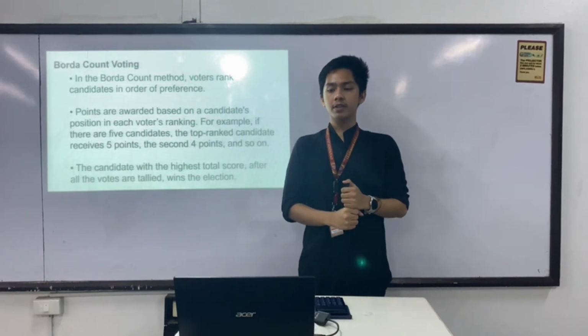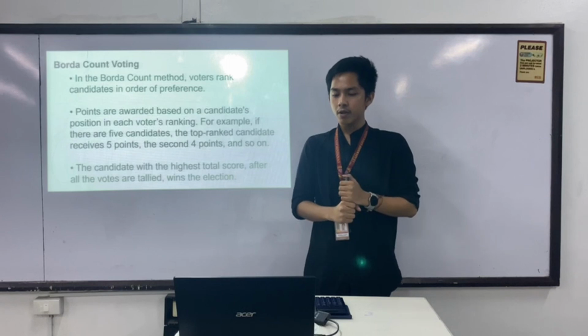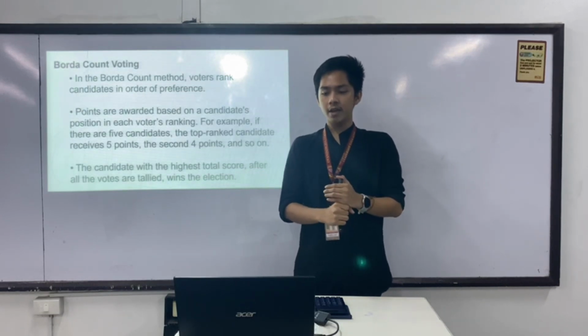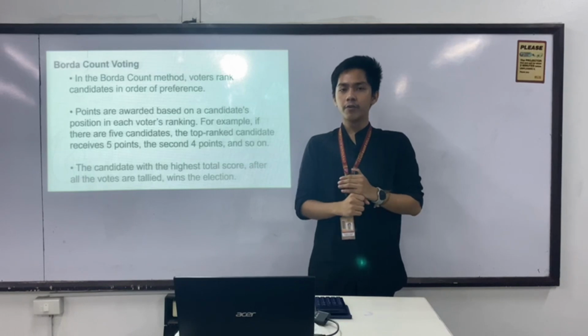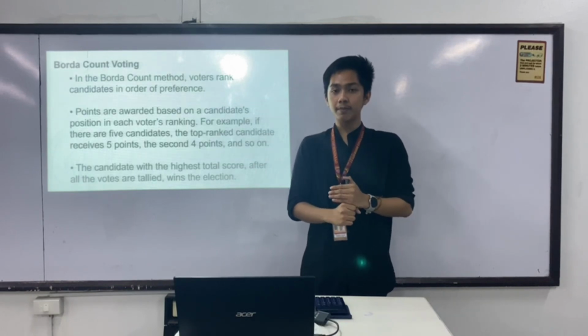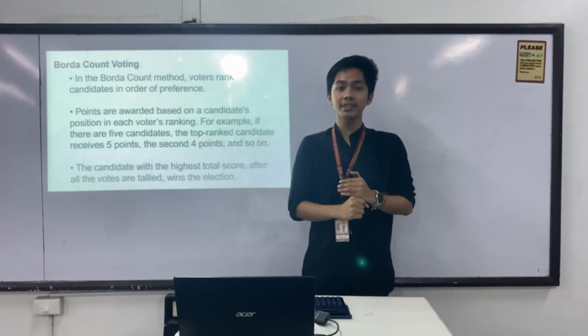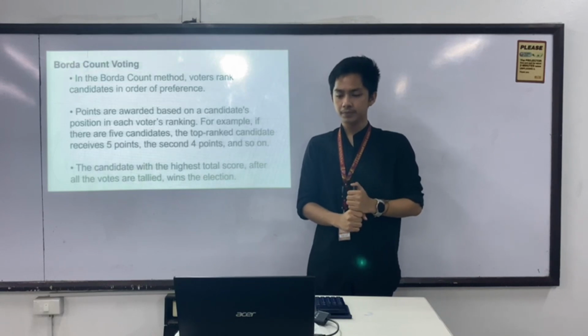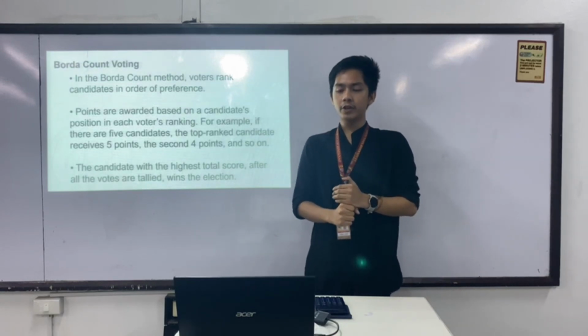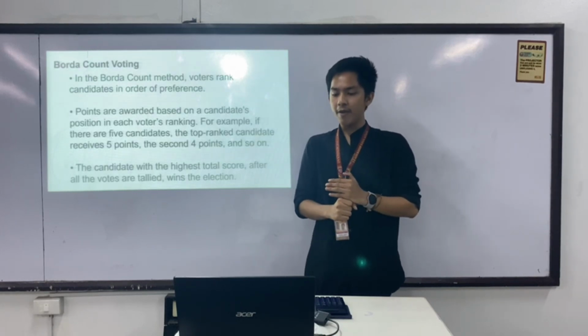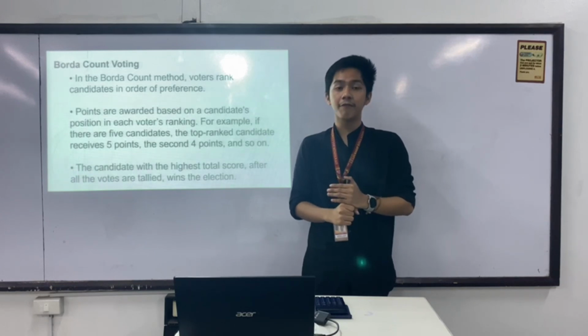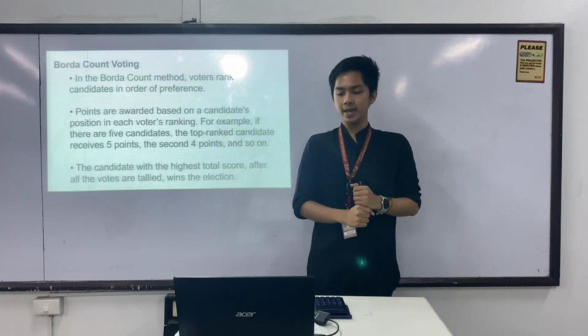In the Borda count method, voters rank candidates in order of preference. Who are the voters and what are the candidates? Voters are the persons who choose from the choices, while the candidates are the choices that have the possibility to be chosen. Points are awarded based on the candidate's position in each voter's ranking. For example, if there are 5 candidates, the top candidate receives 5 points, the second 4 points, and so on. The candidate with the highest total score wins the election.